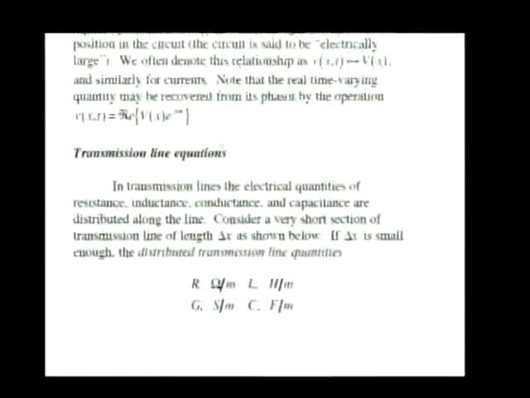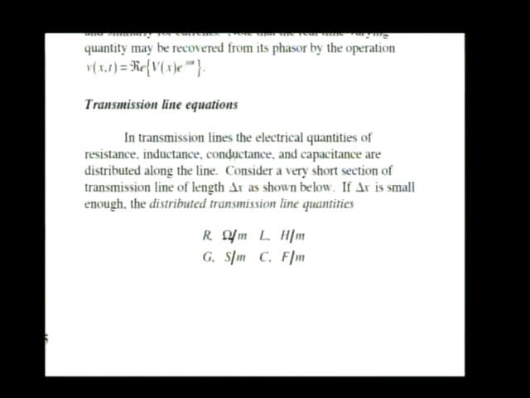Okay. So now let's start talking about applying phasors to transmission lines. First thing is, transmission lines are what's known by mathematicians as distributed systems. What that means is that the quantities of interest on a transmission line, and the quantities I'm talking about are resistance, capacitance, inductance, and conductance, R, L, G, and C, those are specified on a per unit basis.